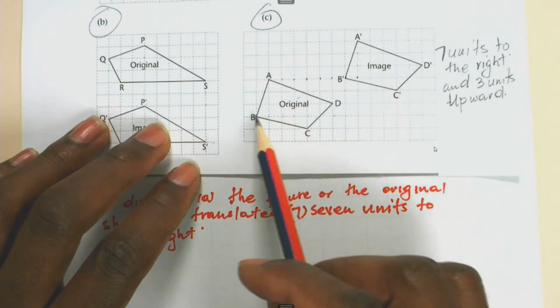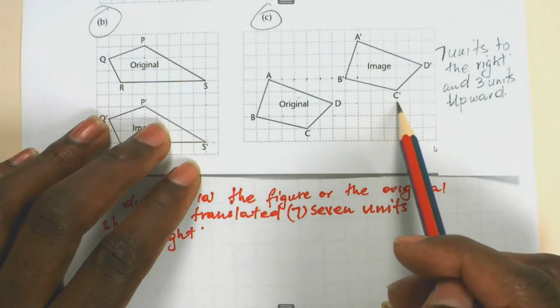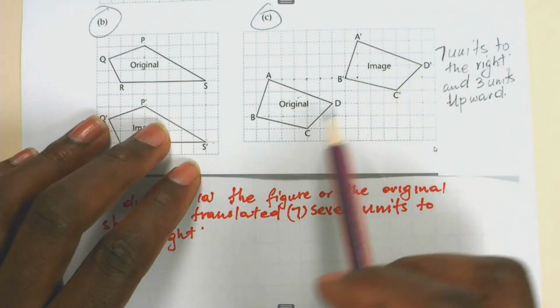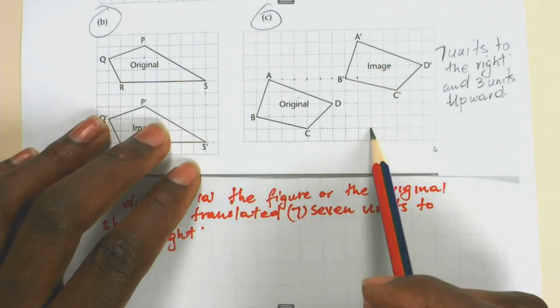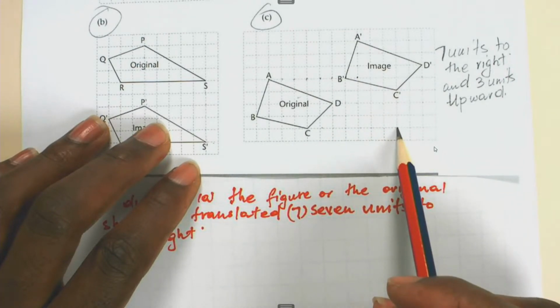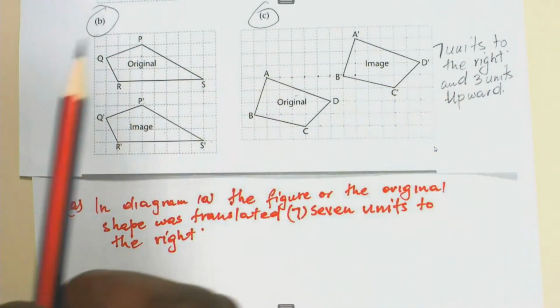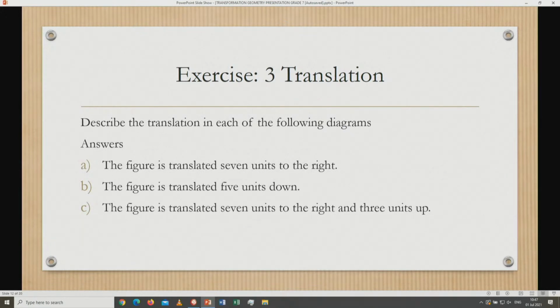So from point B to B prime. D as well, 1, 2, 3, 4, 5, 6, 7 units to the right, 1, 2, 3 units upward. Point C, 1, 2, 3, 4, 5, 6, 7 units to the right, and 1, 2, and 3 units upward. So our answer would be, the figure is translated 7 units to the right and 3 units up. So we were able to describe translation.